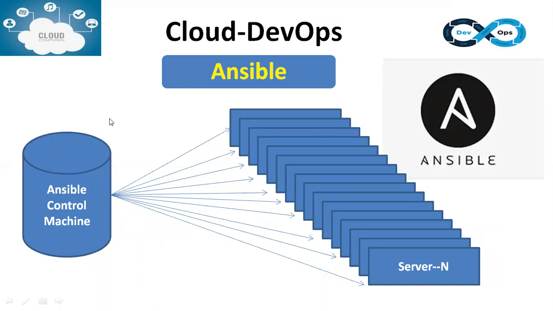Among the 4, I will take one server as the Ansible control machine, and all the 3 other servers I will take as destination servers. In the Ansible control machine, I will install Ansible, and in all the remaining 3 servers I'm going to install Apache web server using the Ansible control machine. So we don't need to log into the destination servers to install our Apache. Using Ansible, we will be able to perform that activity.